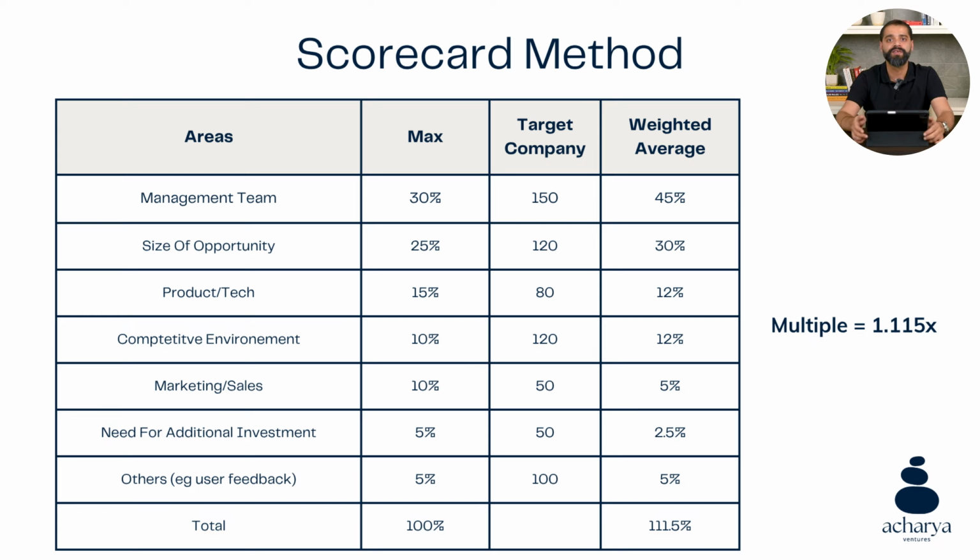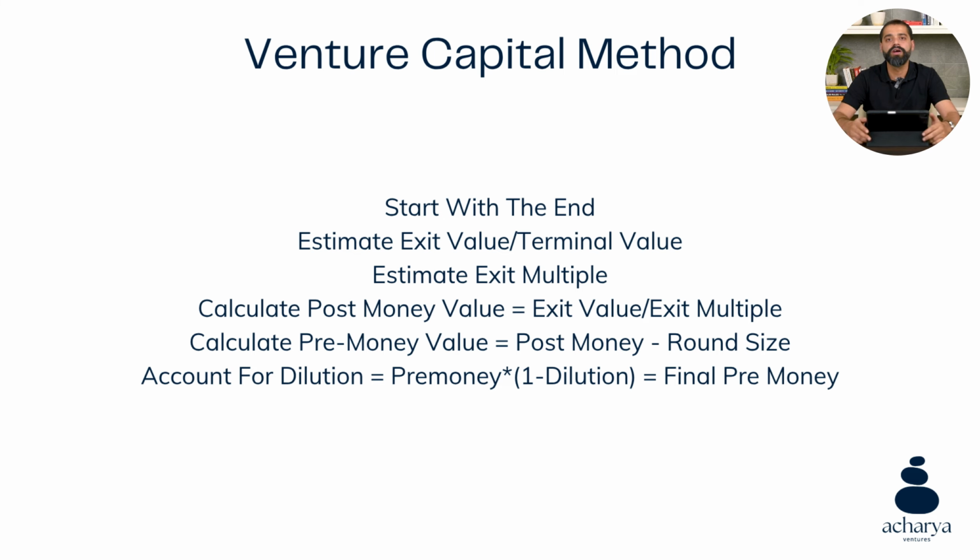Now, when you multiply the first two columns, you come up with a weighted average. The total of that weighted average is what gives you a score on a basis of 100. And in this case, considering the weighted average was 111.5, you give yourself a 1.115x multiple. So if a competitor is valued at, let's say, 1 million, your valuation in this case is going to be 1.115 million. The third method is the venture capital method.